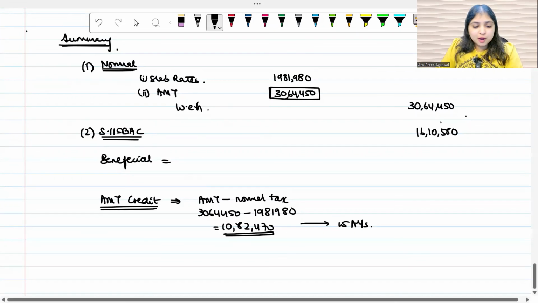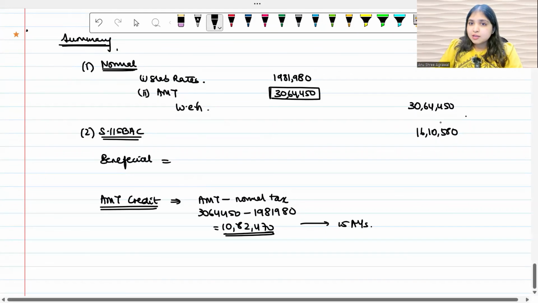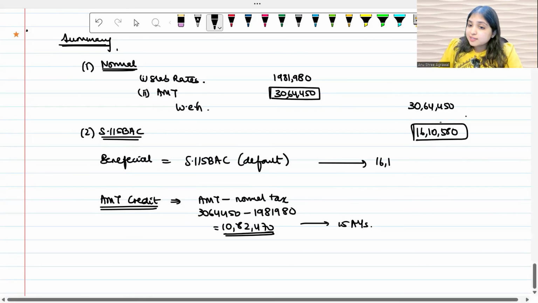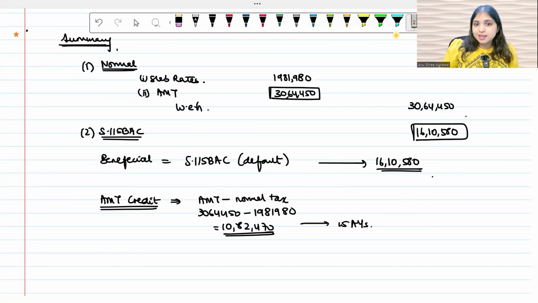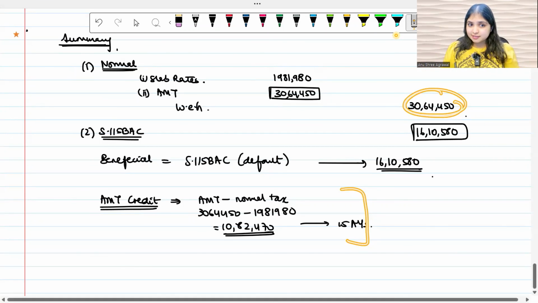In this case, what will you ask your assessee to do? You'll ask your assessee to pay whichever is lesser. 115 BAC is lesser, so beneficial would be 115 BAC. Beneficial would be the default regime. So under the default regime, you'll ask your assessee to pay 16,10,580. Now tell me, what would the AMT credit be? Even here, AMT is higher than the slab rate, so under normal provisions it is AMT only. But how much will be the AMT credit in this case?